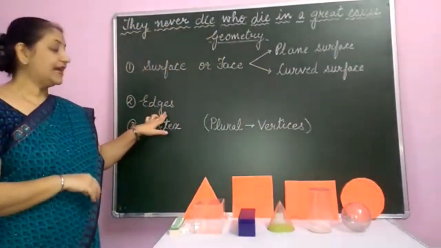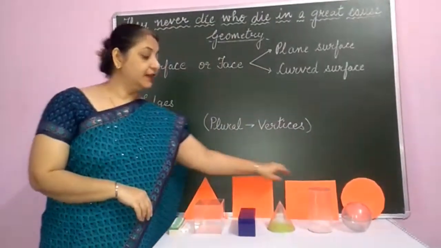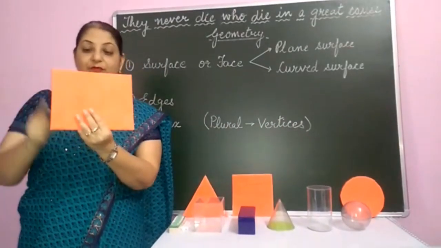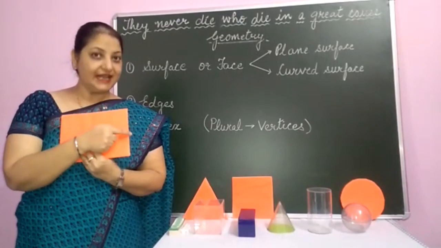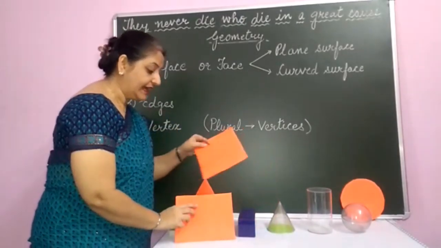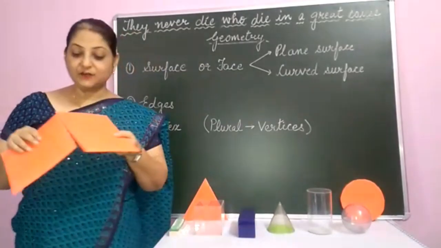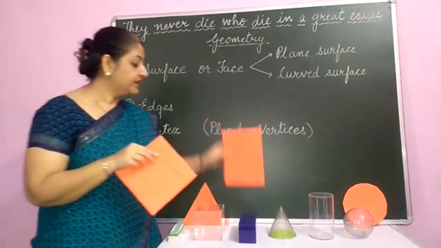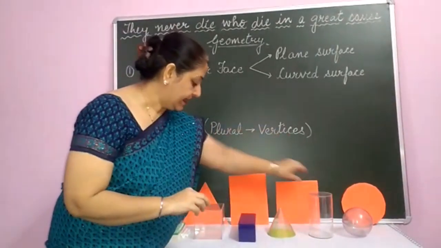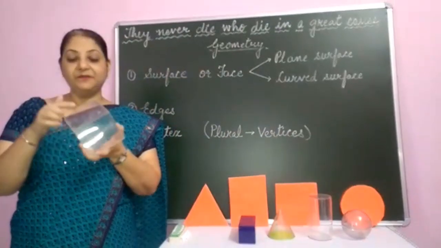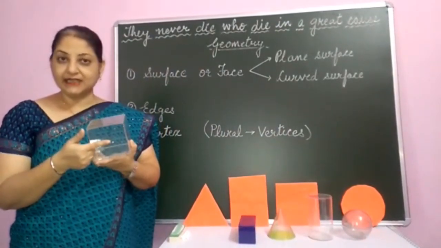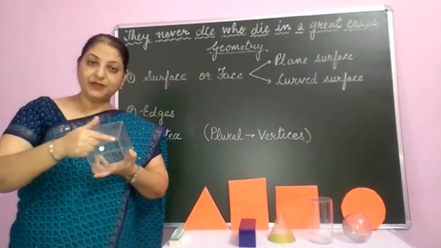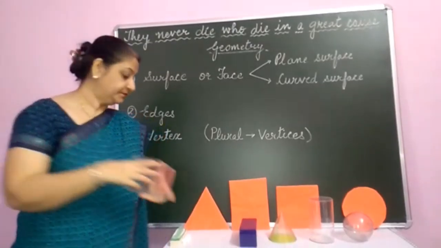The another term is edge. Now children, when we learnt about plane figures, the line segment which is used to make a figure is known as side. When two surfaces are joined together, we get the edge. Like, if I pick up this figure again, this is one surface and this is another surface. These two surfaces are joining here. So, this line segment which we are getting here is known as edge.